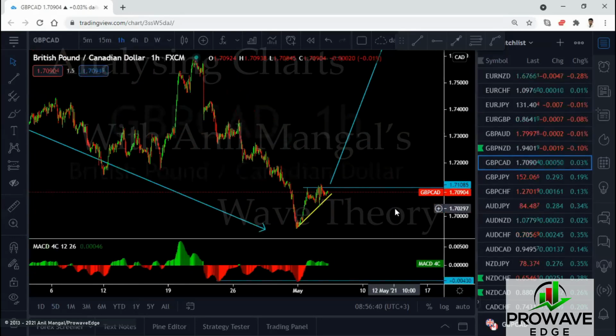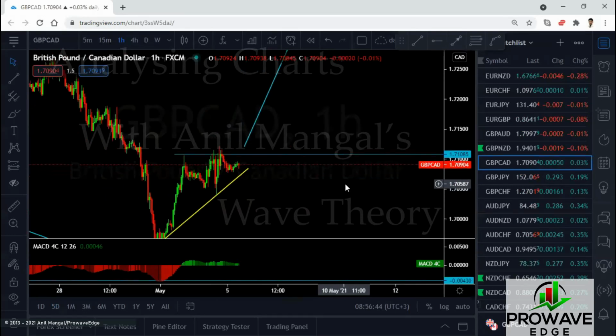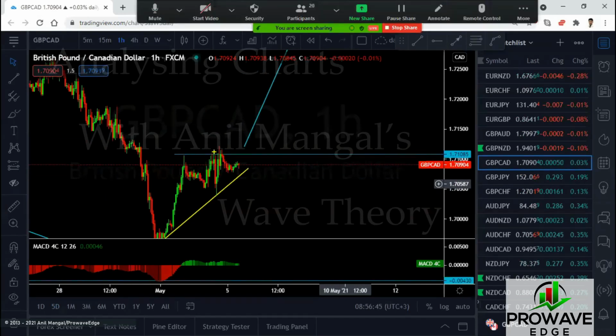Pound CAD, we're looking for the buy. We took the buy yesterday, took it off at break even because it didn't go. But this could be an expanding flat, or we are making a bigger correction here. So if that is an expanding flat and this is the top, we will make a new low and then go. But I don't think that is likely.